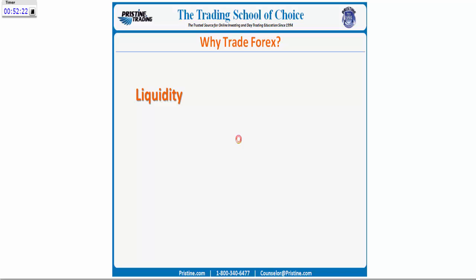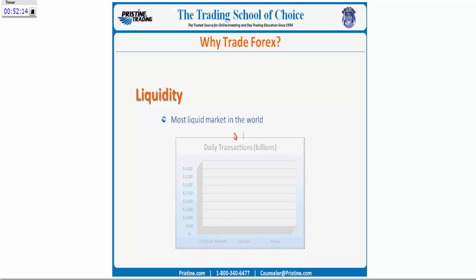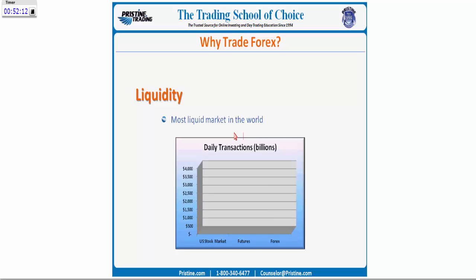Why should you trade Forex though? Liquidity. The liquidity is second to none. It is the most liquid market in the world. Just to put it in perspective, the US stock market does $191 billion in daily transactions. The futures market does almost half a trillion dollars. It does $437 billion.